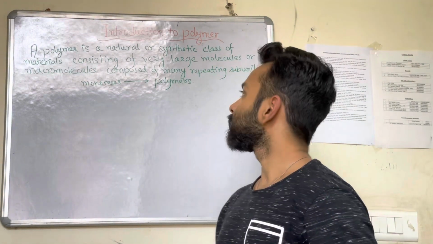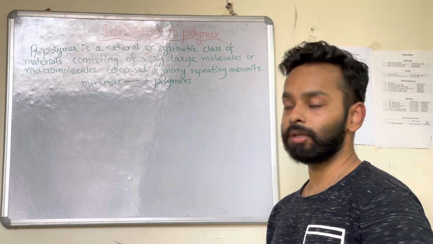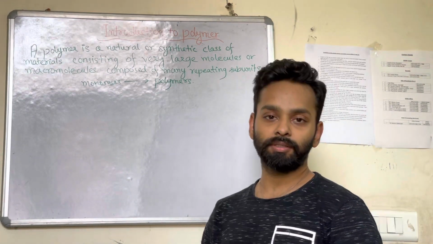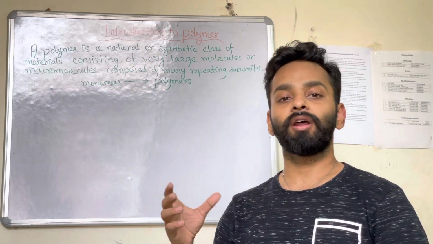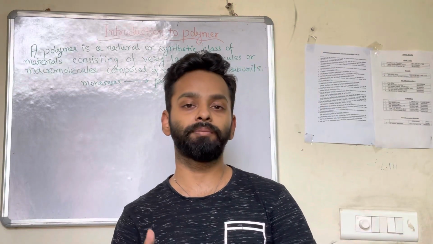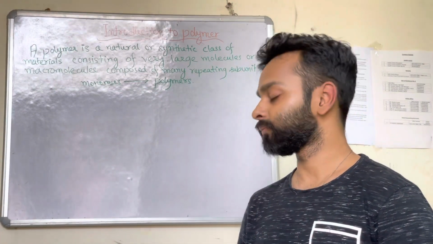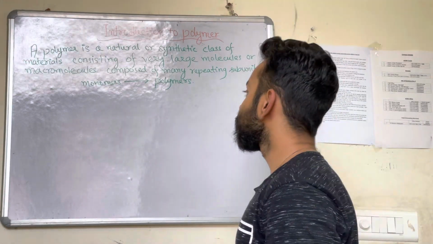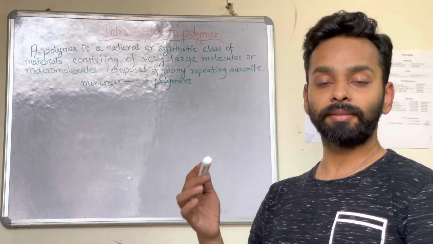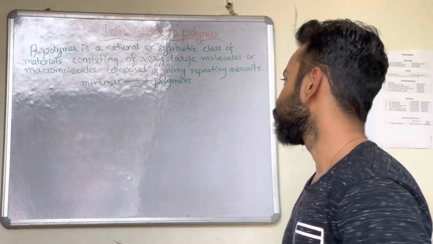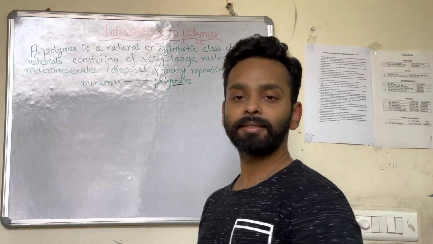Polymer is defined as a natural or a synthetic class of materials consisting of very large molecules or macromolecules composed of many repeating subunits. The very essence of a polymer is that it is made of repeating subunits of a single individual component known as a monomer. Several groups of monomers join to give rise to a polymer. Essentially, a polymer is an arrangement or complex of monomeric units joined together. The term polymer implies the repeating unit.